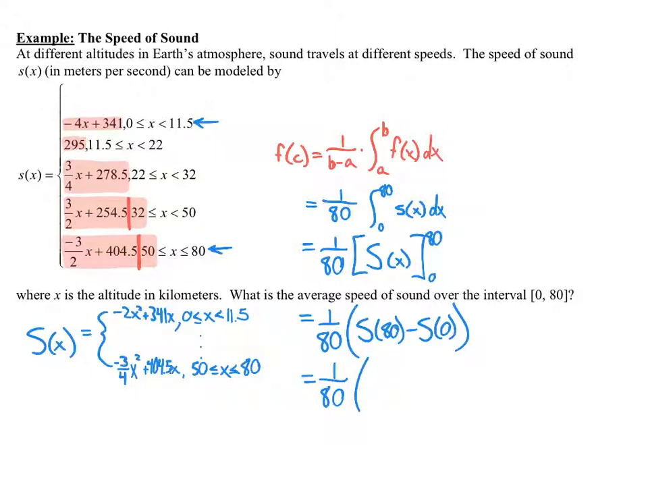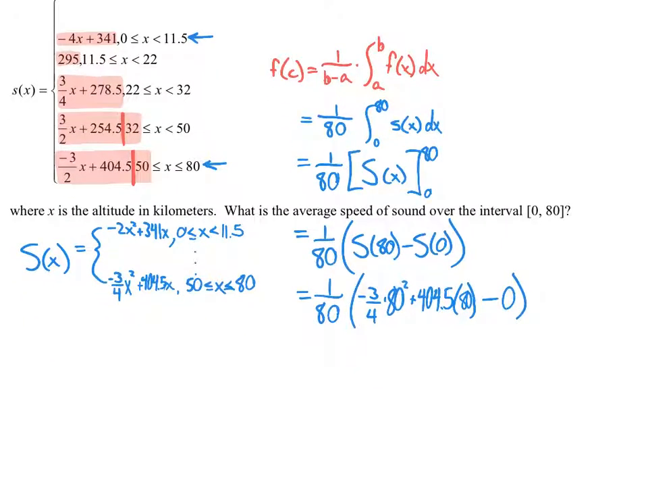I get negative 3/4 times 80 squared plus 404.5 times 80. And then I'm going to subtract the first one, which was 0 plugged into it. What does that equal? 0. So negative 3/4 times 80 squared plus 404.5 times 80.